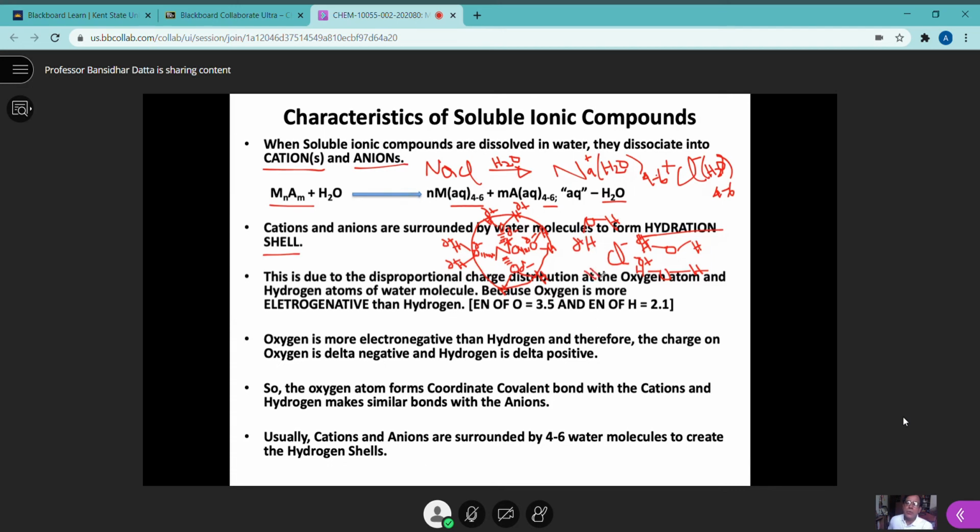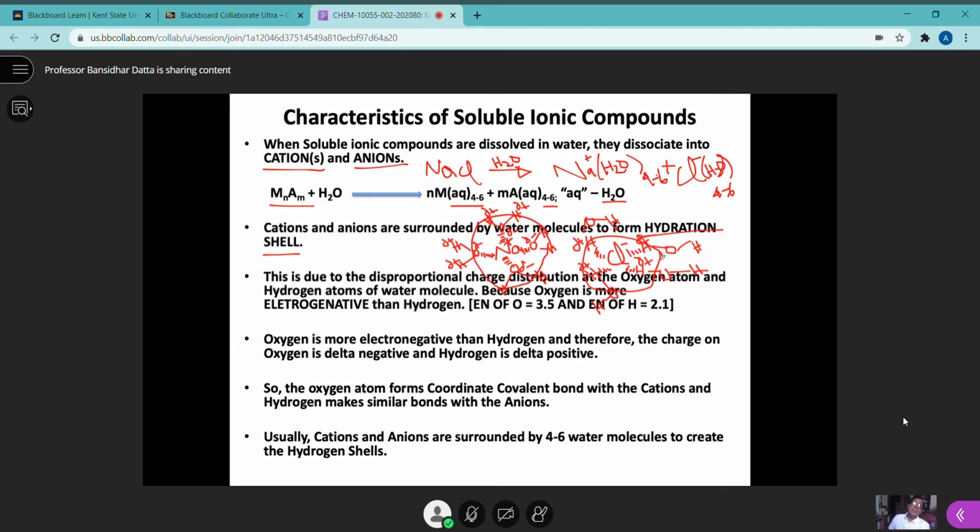Okay, from water molecule. Yeah, absolutely. All right, so that's a water molecule, and hydrogen is delta plus. So therefore, that will make a coordination bond like this. This one will make a coordination bond like this. This hydrogen will make a coordination bond like this, and therefore it will make a sphere, the hydration shell.